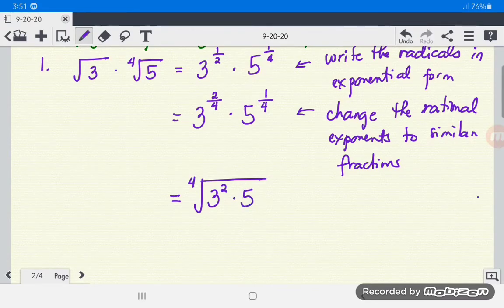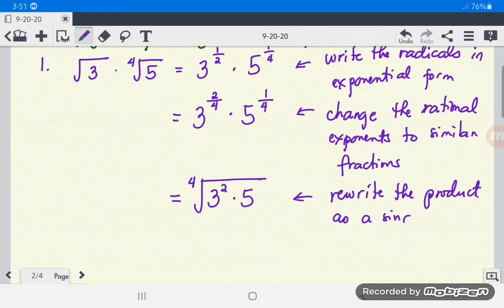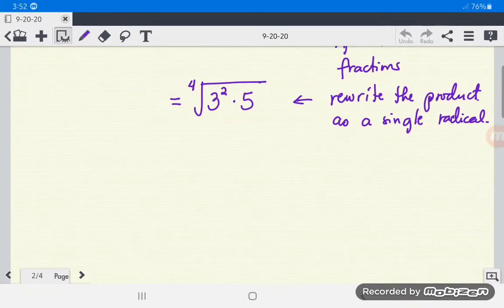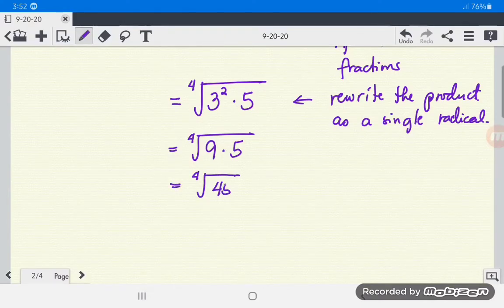So, here we're going to write the product as a single radical. Then after that, we're going to simplify. We have the fourth root of 3 squared is 9 times 5. So we have the fourth root of 45. This is the answer for number 1.